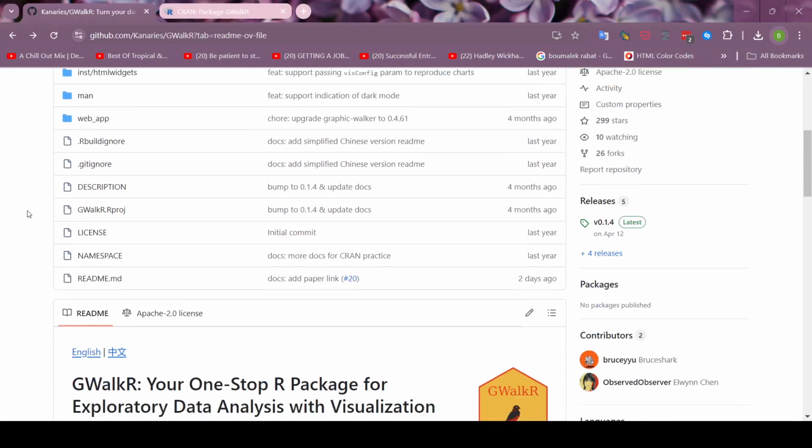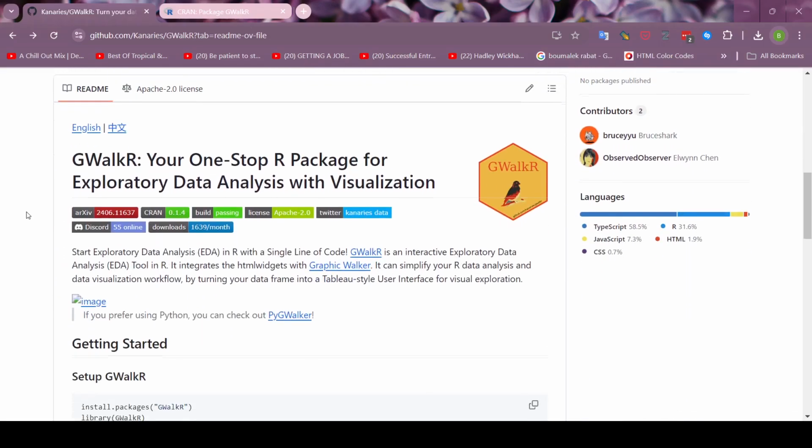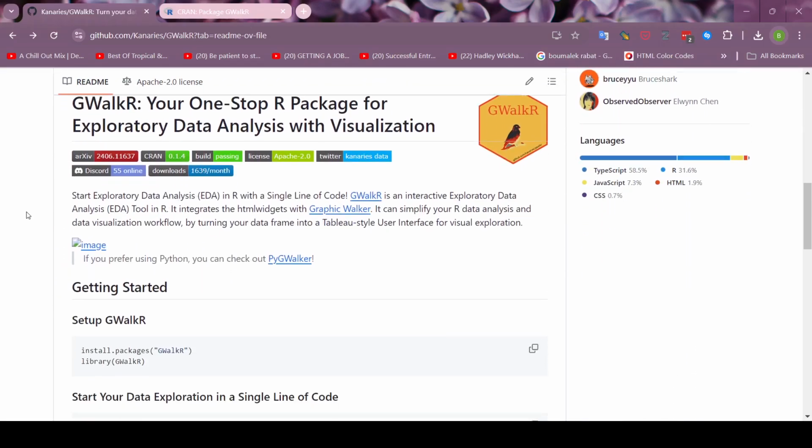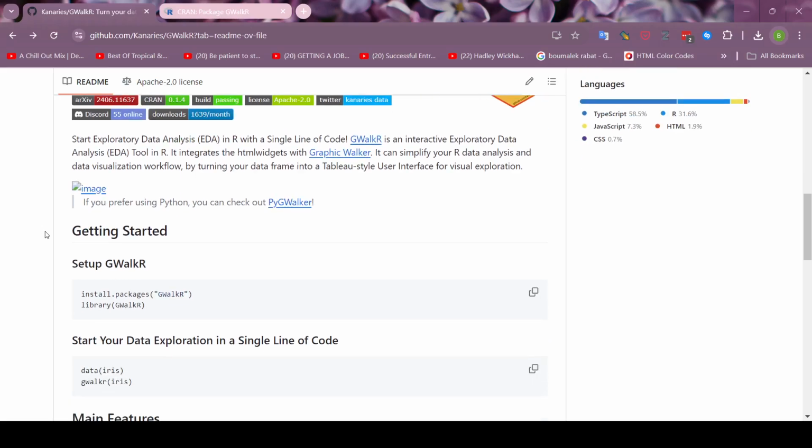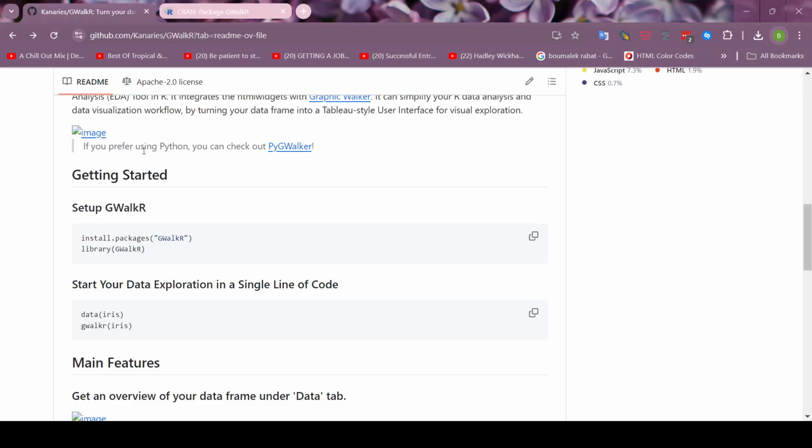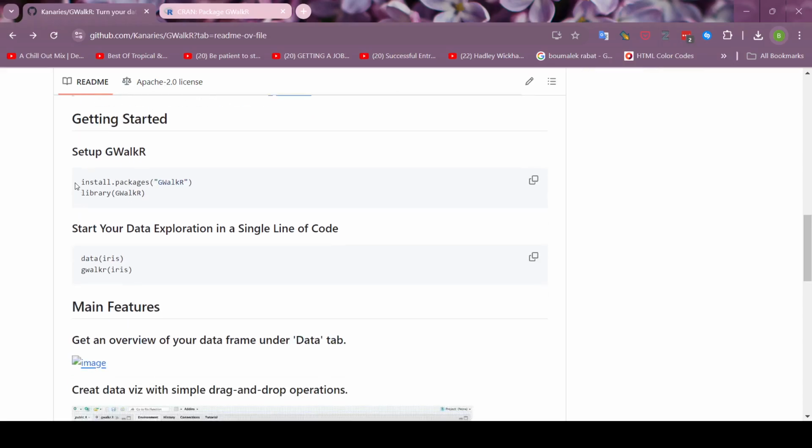So we can see this is their GitHub tutorial about what GWalkR is and how to get started using it. If you're using Python, you can check out PyGWalker, as they call it, which is an alternative of this package in Python that does the same things. This is the setup instructions. As you can see, they're very simple.